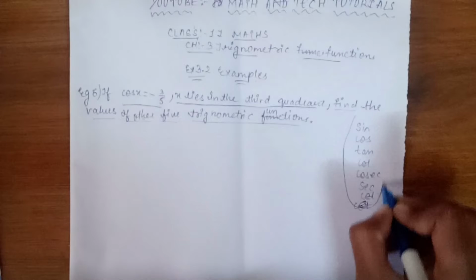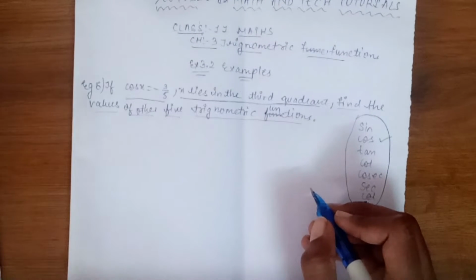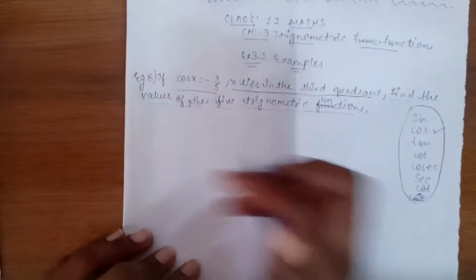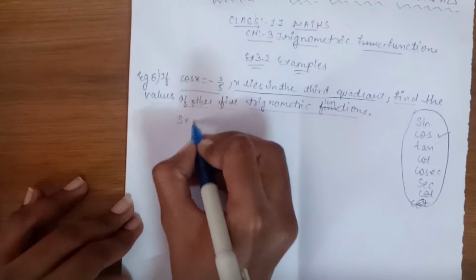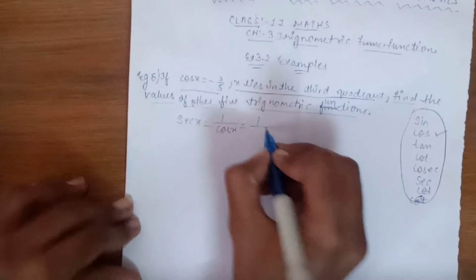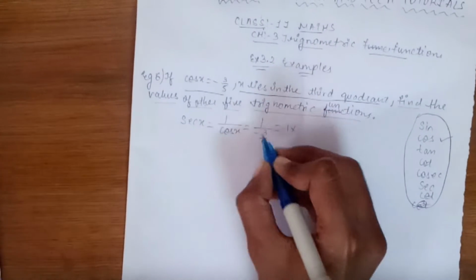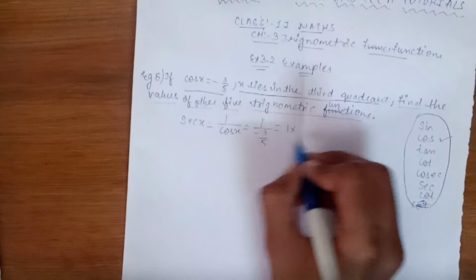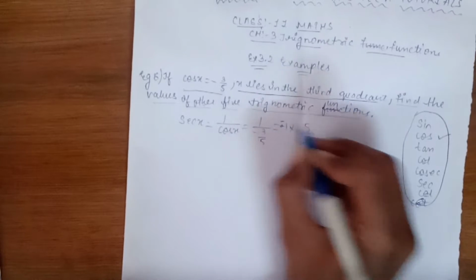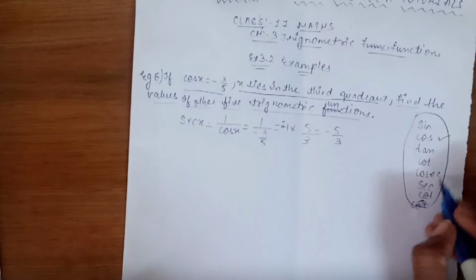So first of all we have to see what value they have given in the functions. If we know the value of cos, we can automatically find the value of secant. How? Secant is the reciprocal of cos x. So what is the value of cos? Minus 3 by 5. So if we take the reciprocal, what will happen? 5 by 3, and the minus remains the same. So minus 5 by 3. So we got the value of secant also, so we're going to tick it.